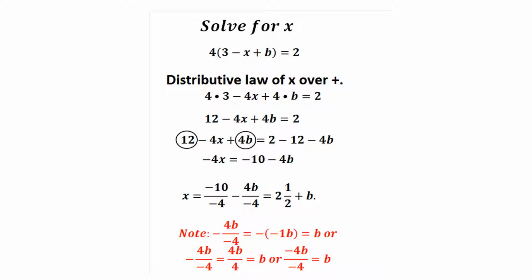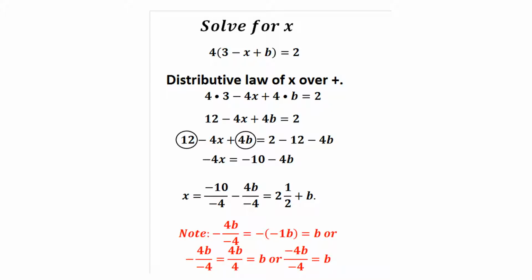In this equation, we have 4 times 3 minus x plus b equal 2. We're still going to use the distributive law. It doesn't matter whether they're 2 terms or 3 terms or 4 terms. The 4 will be applied to each term. Now, we start off 4 times 3. Then it's 4 times a minus x, which we'll write as minus 4x. And then we have 4 times b. So what this leads to, we have 4 times 3 is 12, minus 4x plus 4b is equal to 2.